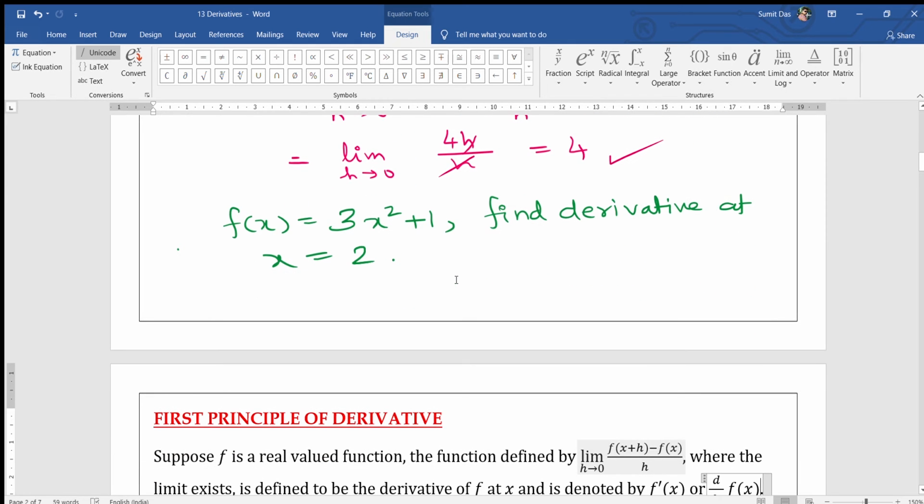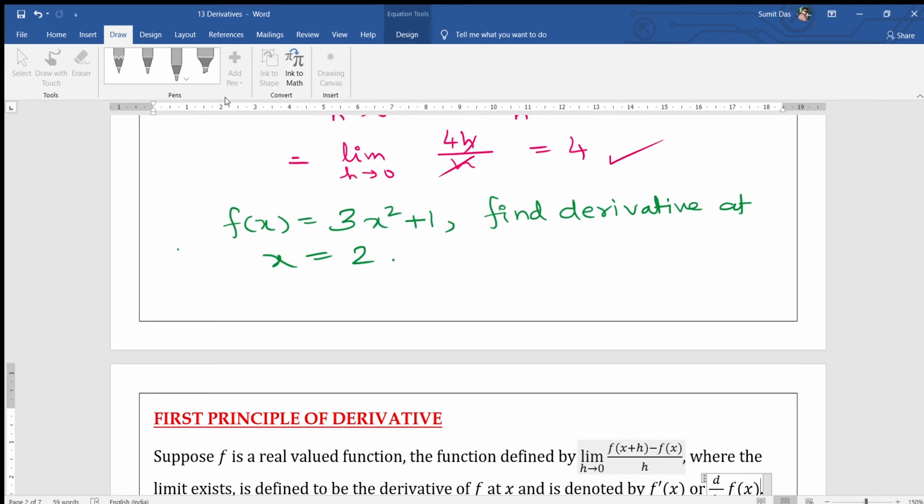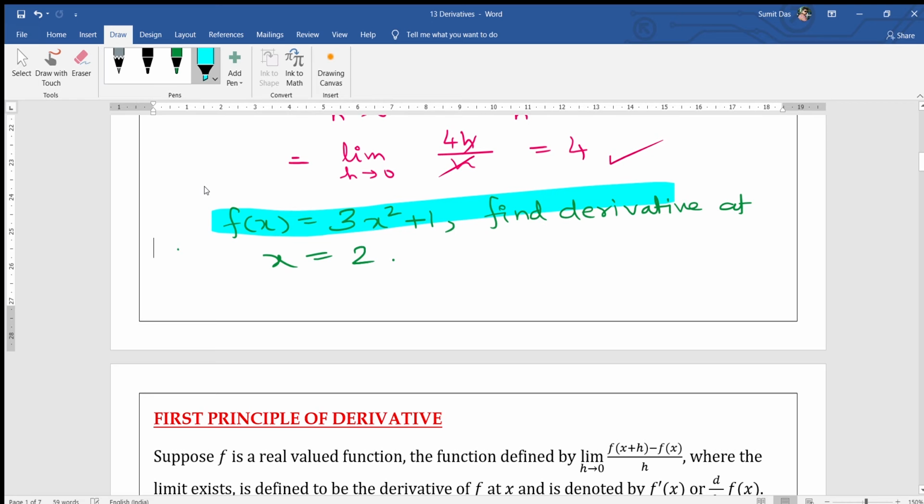This question I'm giving you as homework for now. You can try this one later. Otherwise, I will show you later. Okay. Homework.